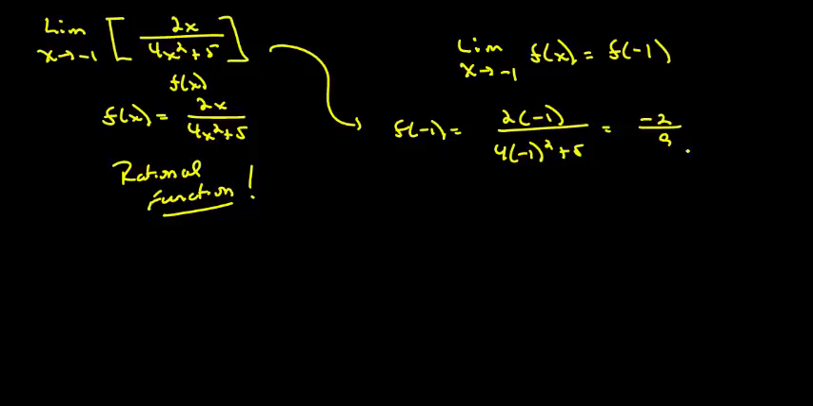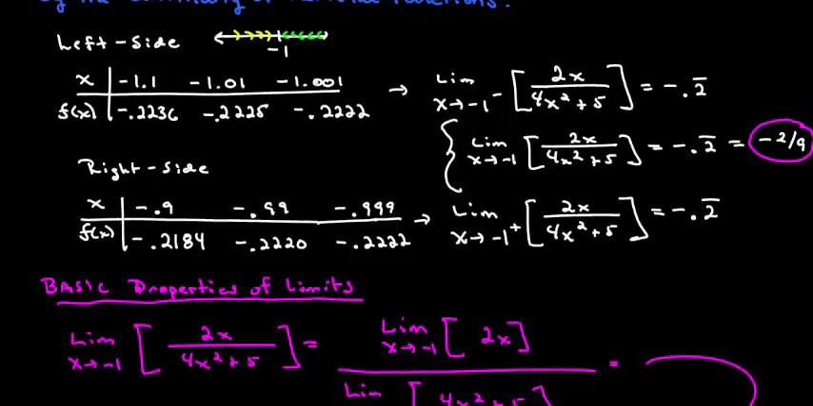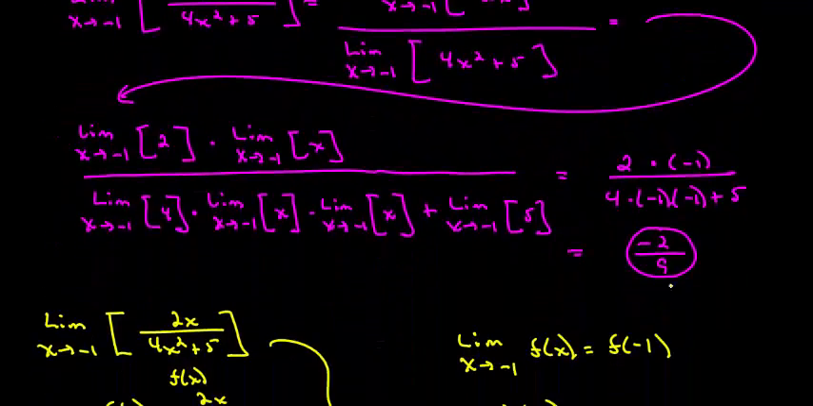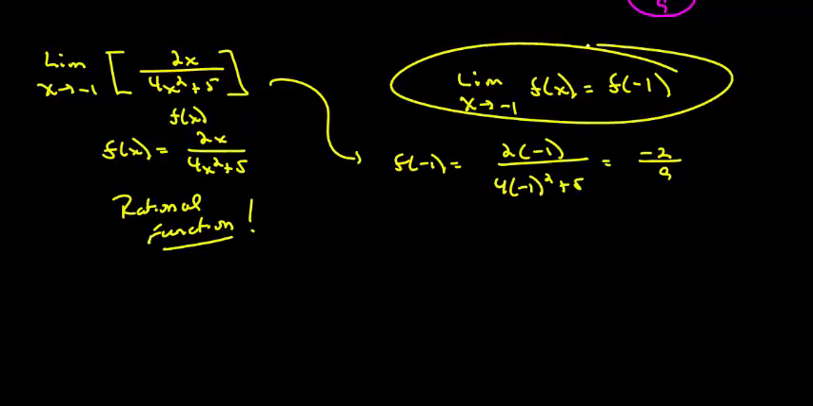So you've got those three different ways. The first way is making tables and doing a little bit of guesswork. The second way is using the limit laws. The third way is realizing that rational functions are continuous and then using the property of a continuous function, that the limit at the point is the function evaluated at that point.